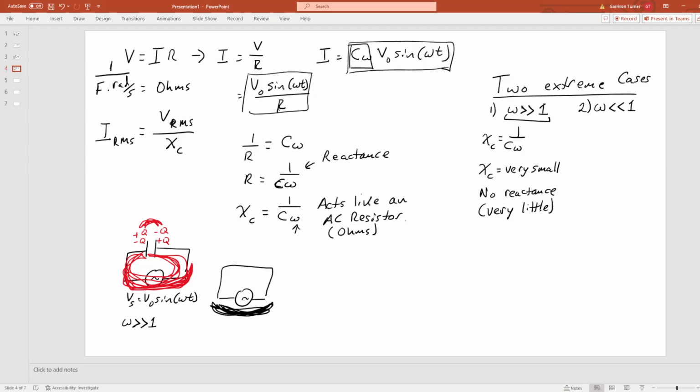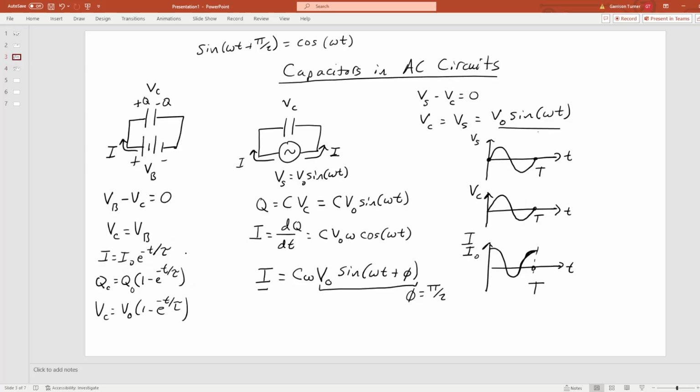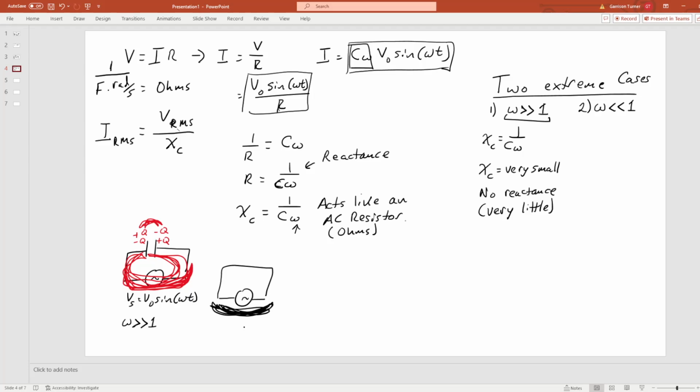Okay, your charge is just going to bounce back and forth off of the plates. Your plates aren't really going to have time to have any of this exponential behavior that we had over here if the charge and discharge is happening very, very rapidly. So it's almost like your capacitor isn't even there. It's almost like your circuit doesn't even know that a capacitor is present. But in the other case, if your omega is very small, then because omega is in the denominator, that means that your reactance is very large.